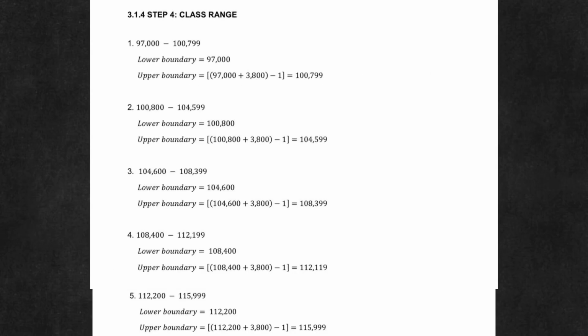The fourth step is to construct the class intervals using the class size of 3,800. The first class interval starts at 97,000 and ends at 100,799. The second class interval starts at 100,800 and ends at 104,599. The third class interval starts at 104,600 and ends at 108,399. The fourth class interval starts at 108,400 and ends at 112,199. The fifth class interval starts at 112,200 and ends at 115,999. These intervals cover the entire data set without overlapping.